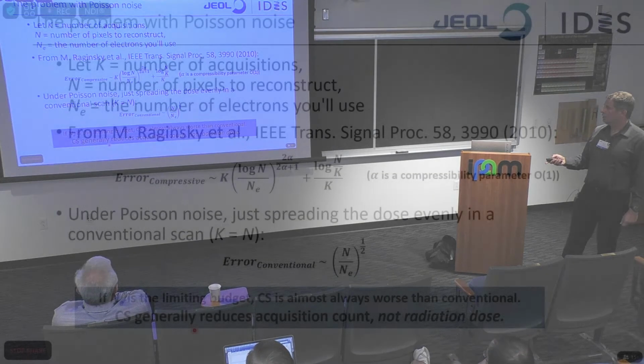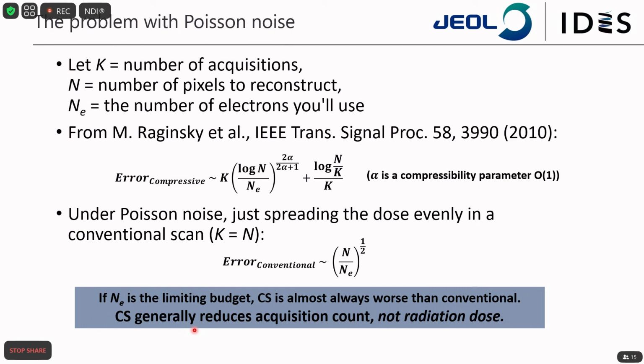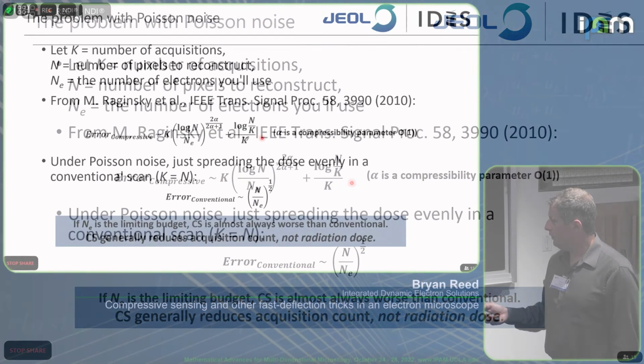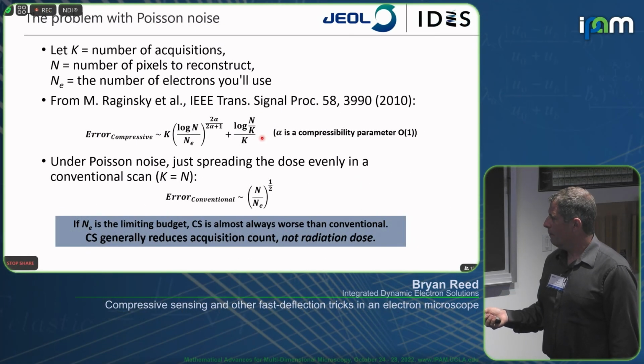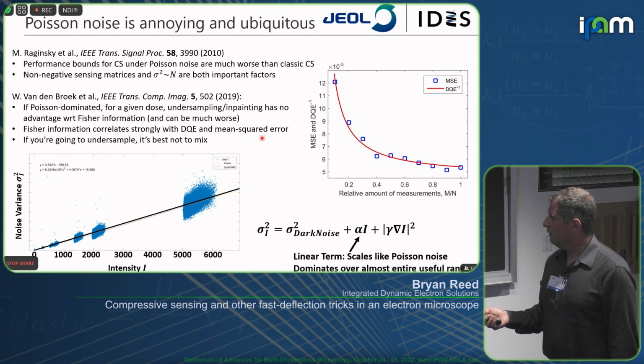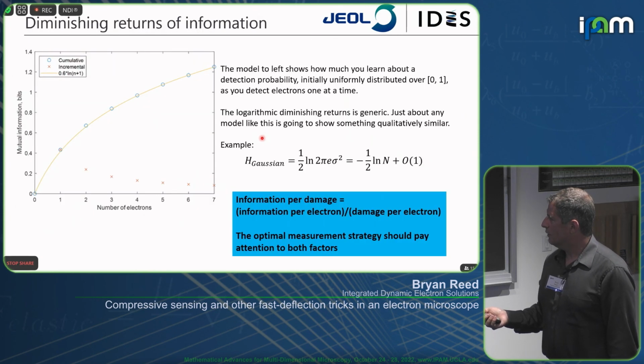But Poisson noise messes with the theory of compressive sensing in a pretty bad way. There's this nice old result from Raginsky et al. from 2010, where you put performance bounds when the limitation is Poisson noise as opposed to additive Gaussian noise, and it's much, much worse. Compressive sensing does not like Poisson noise. I mean, you can still do it, but you have to be careful and do it properly. And I'm also going to skip through that.